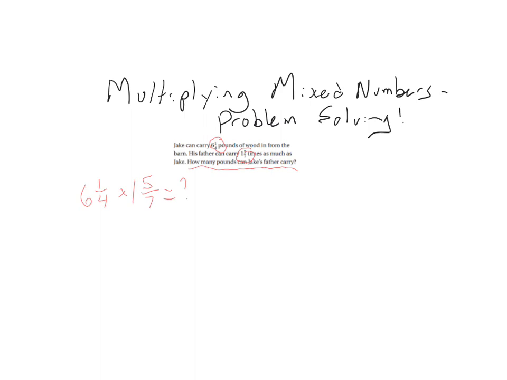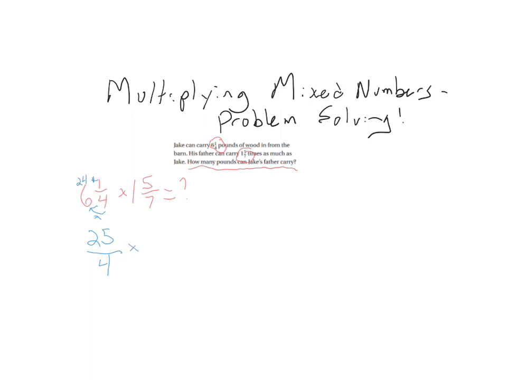So in order to start solving this problem, we need to take our mixed numbers and convert them into improper fractions. As you remember, hopefully from yesterday, we take our denominator and multiply it times the whole number. So 4 times 6 is 24, and then 24 plus the numerator is 25, and we put that over the existing denominator. So 25/4 and 6 and 1/4 are the same thing.